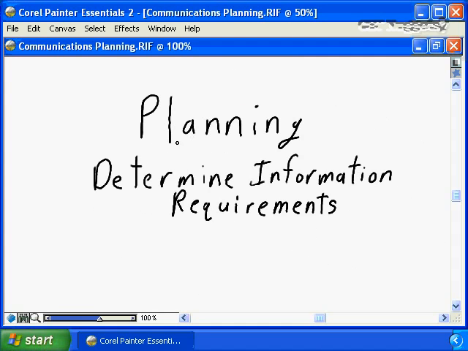The first step in communications management, as defined by the PMBOK guide, is planning. Or in other words, determine the information requirements. You need to understand who cares about your project. You need to understand what information they want to see about your project. You need to understand what time frames they want to see the project information in.